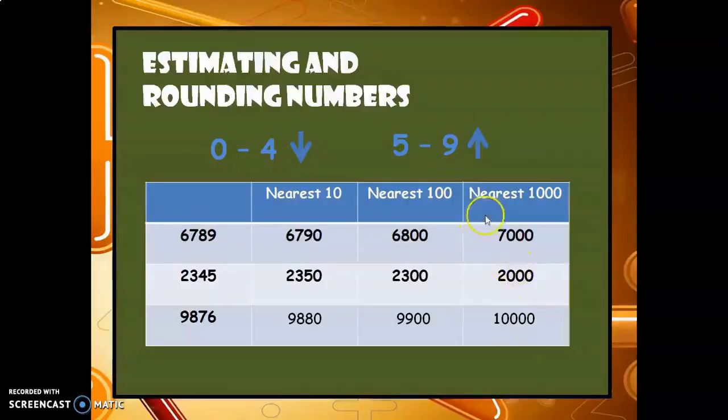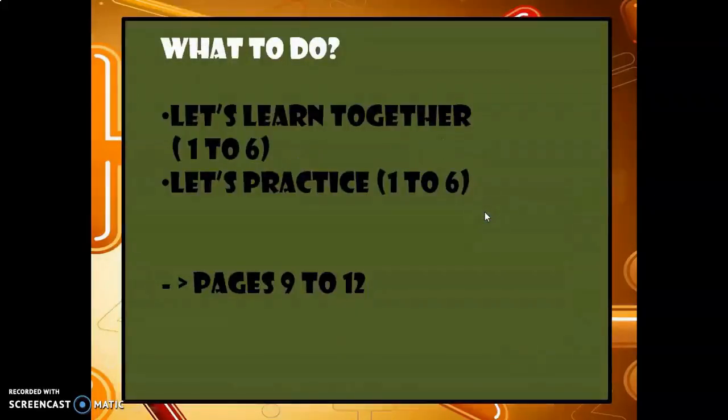Now it's your turn. For today's home-based learning, try to do the Let's Learn Together. There are several examples presented also in your pupil's book. So for your Let's Learn Together, try to read and study again those examples from numbers 1 to 6, and then right after that try to do the Let's Practice numbers 1 to 6.